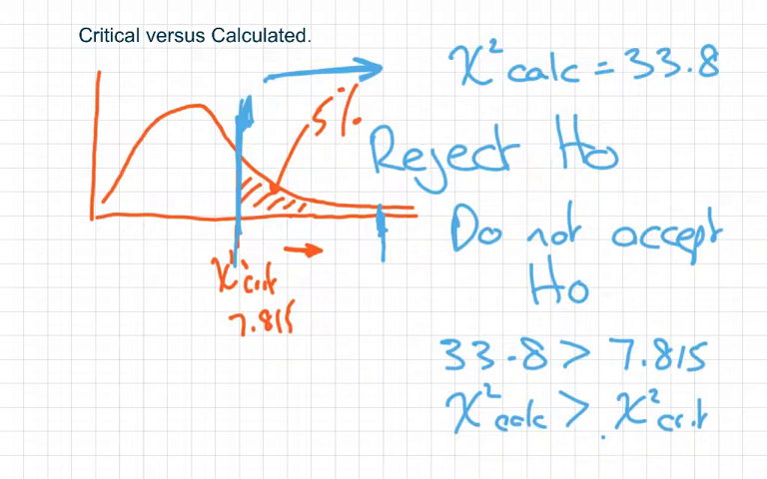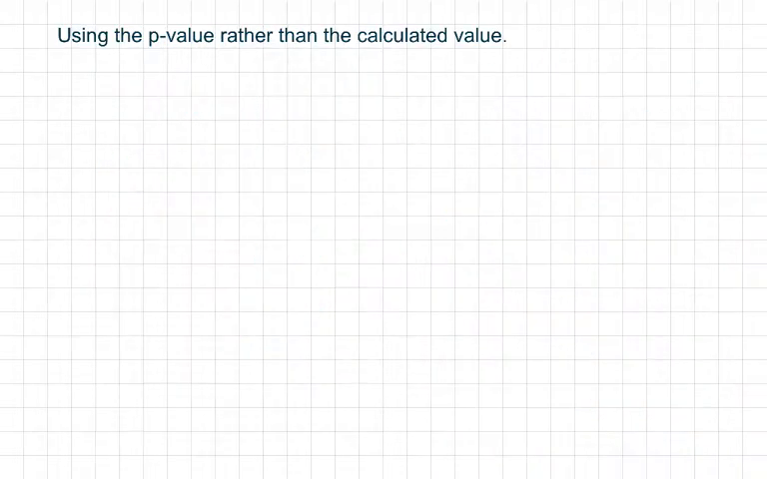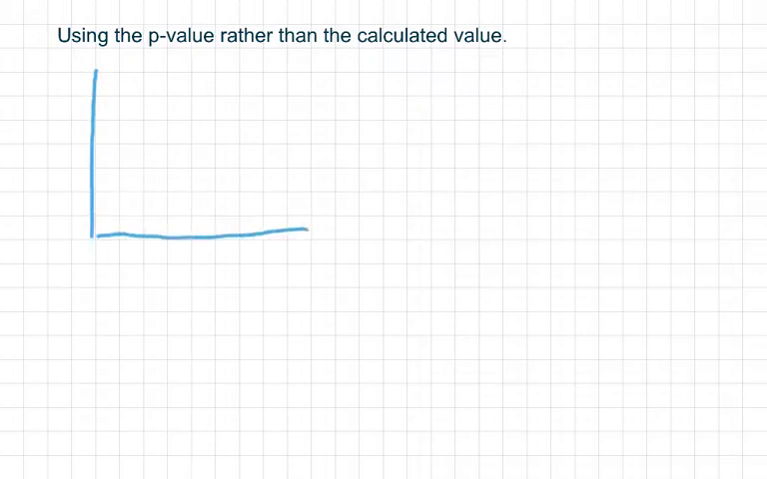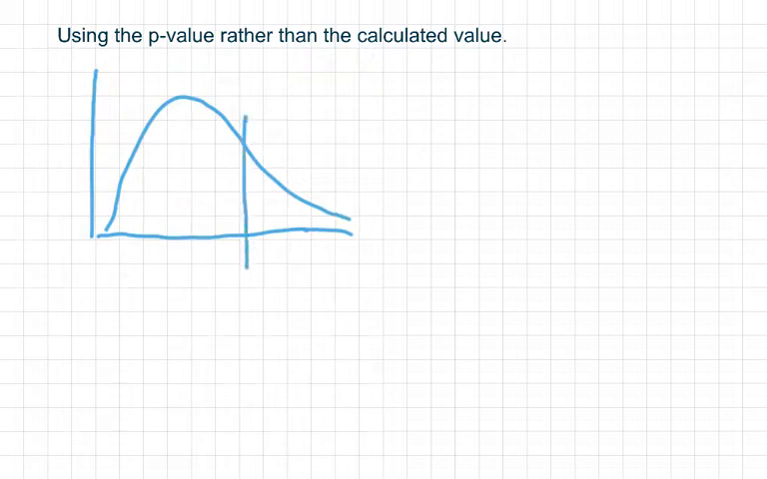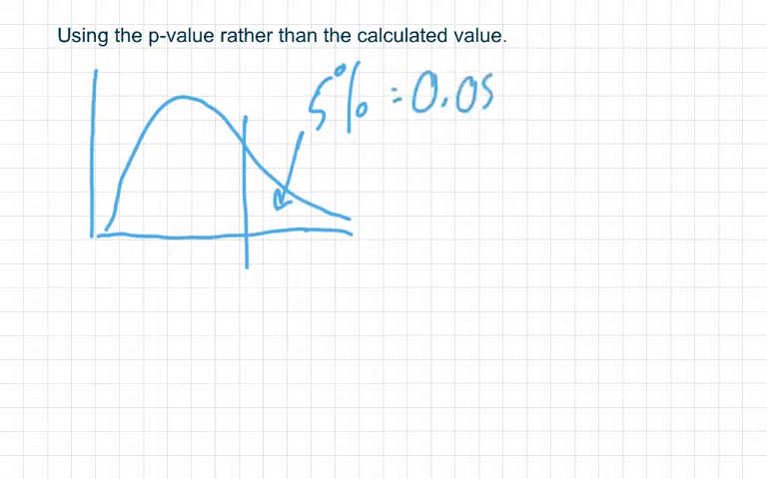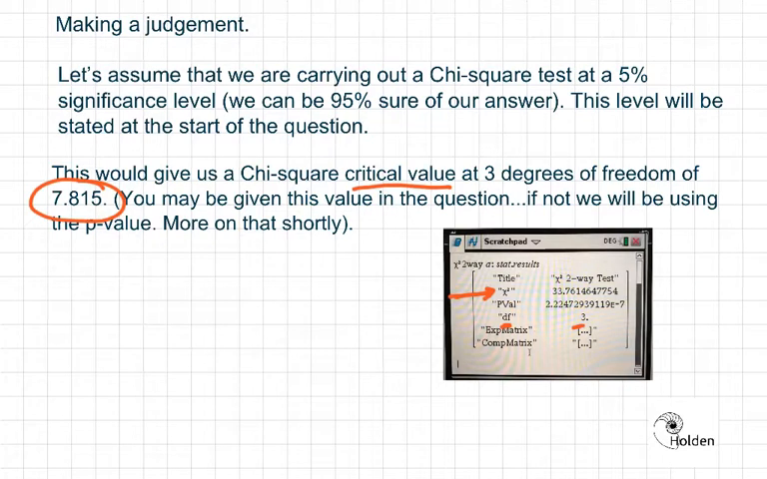But what if we haven't been given the critical value? What if we're working purely on the probability values? The distribution is still the same, still a chi-squared distribution. We are still looking at a significance level of 5%. Remember, this is 0.05. If we go back to this picture and look at our p-value, this is 2.22 times 10 to the negative 7.